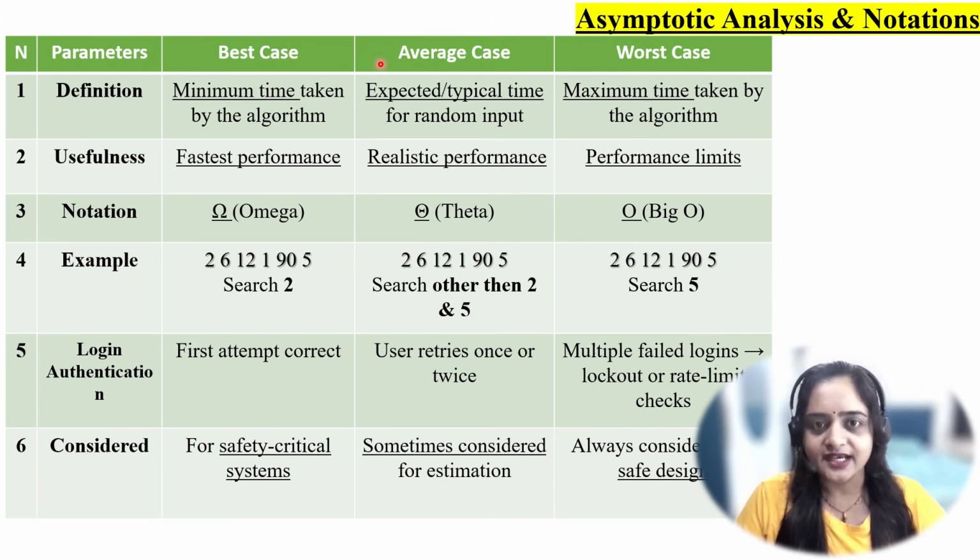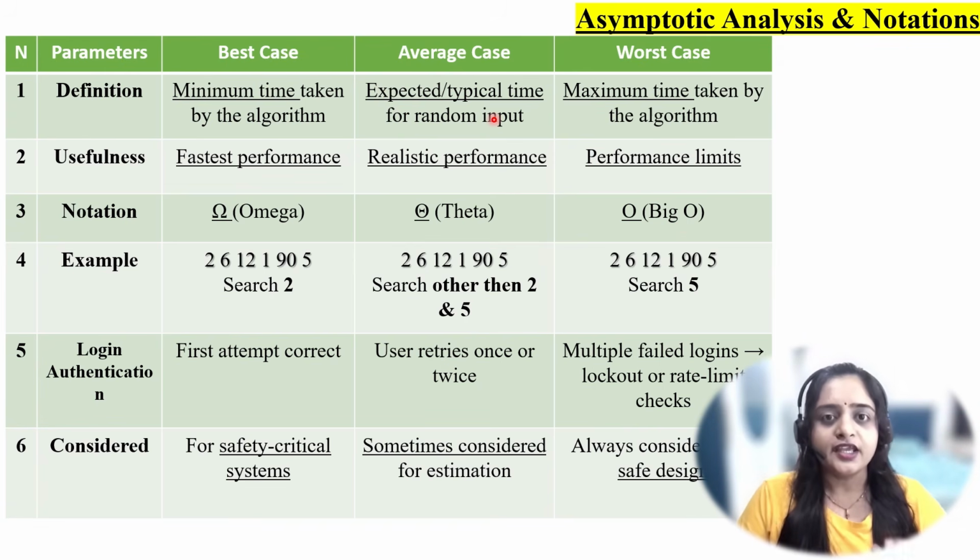Now let's understand in detail. What exactly is the best case? If your program needs the minimum amount of time to execute, that is called the best case. Best case always gives you faster performance and is indicated by the omega notation. Similarly, if your program requires the maximum amount of time for execution, that is called the worst case. Worst case always shows the limit of your performance and is indicated by the big O notation.